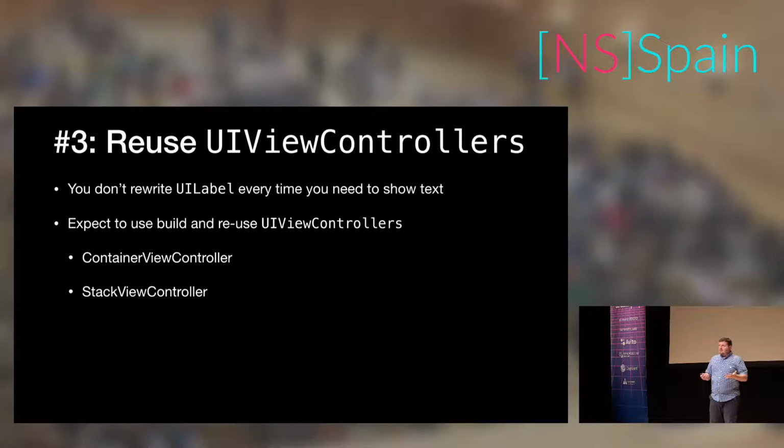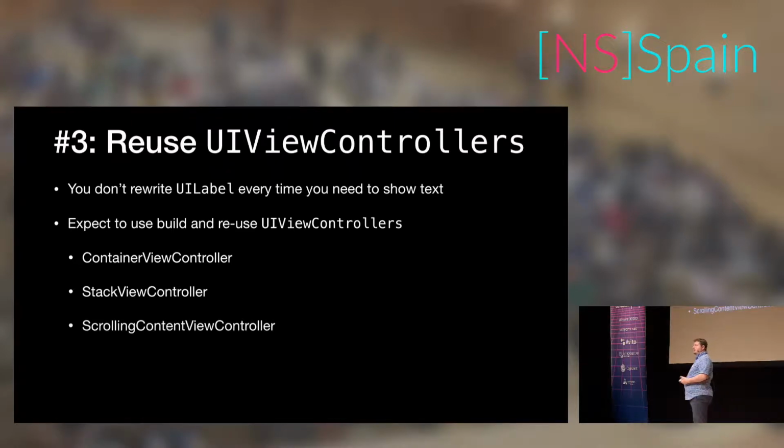Now, by itself, a stack view controller can sometimes grow beyond the screen. So if I decide, well, in this particular case, I'm going to need it to scroll, I'll throw it inside a scrolling content view controller. And this, again, is just another view controller that if the height of its content is greater than the height of the scrolling content view controller, it puts it inside a UIScrollView. And now suddenly I can make anything in my app scrollable if it gets too long.